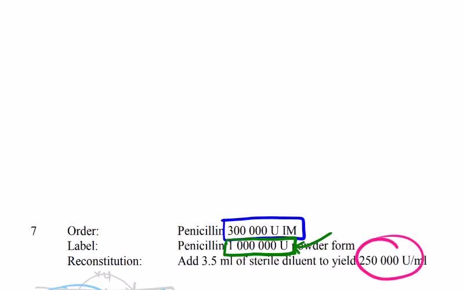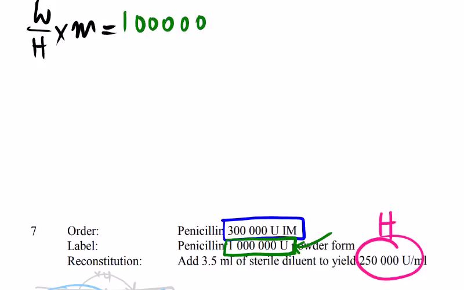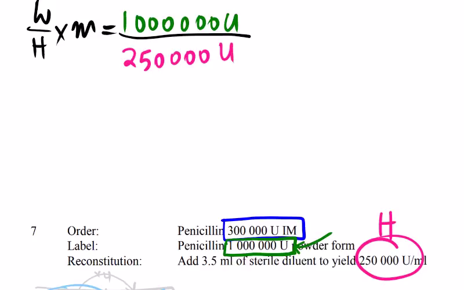So just recapping this, the have is the 250,000 units per mil. So if you are using the want over have formula, our want here is 1 million units in 250,000 units, and we're going to multiply that by that invisible 1 mil, that is the third quantity in our ratio.